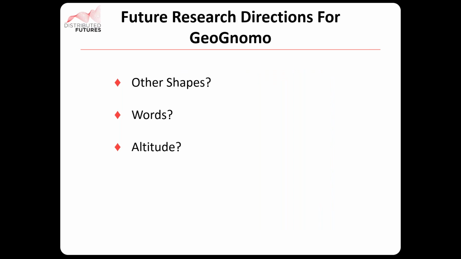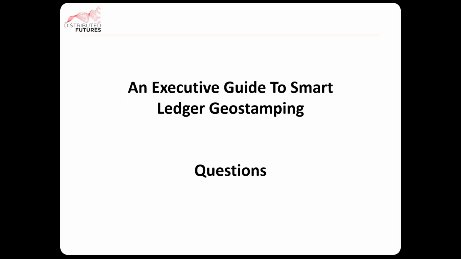And method 3, a variable rectangular system, which effectively extends those shapes a little bit to capture certain aspects, again, depending on what you're looking for. So as I mentioned, GeoGnomo, it's open source, it's free for everyone to use. The details of how to do so are on the GeoGnomo website.